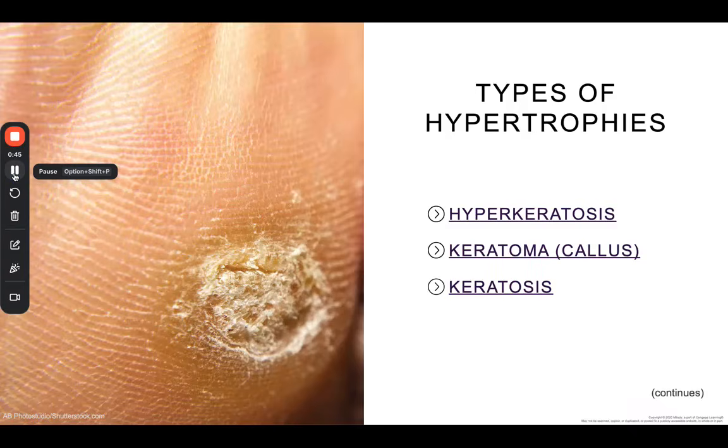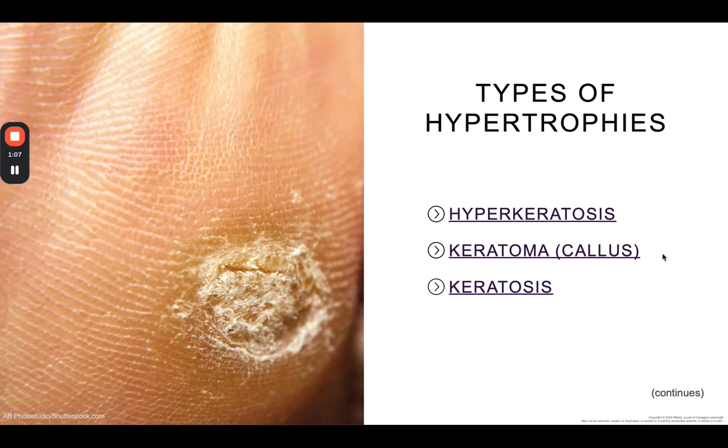The first type of hypertrophy of the skin is called hyperkeratosis. Hyperkeratosis is characterized as the thickening of the skin caused by a mass of keratinocytes. So basically, a mass of dead skin cells.